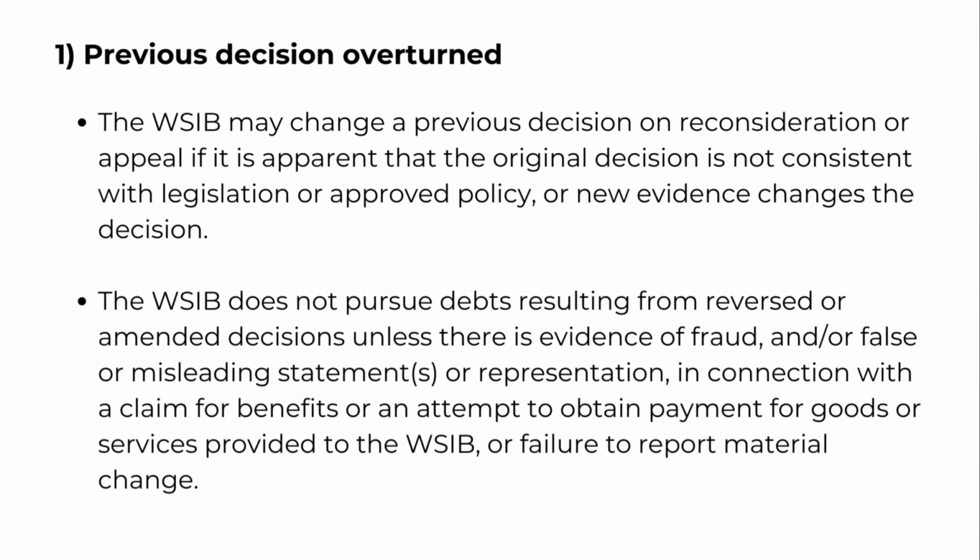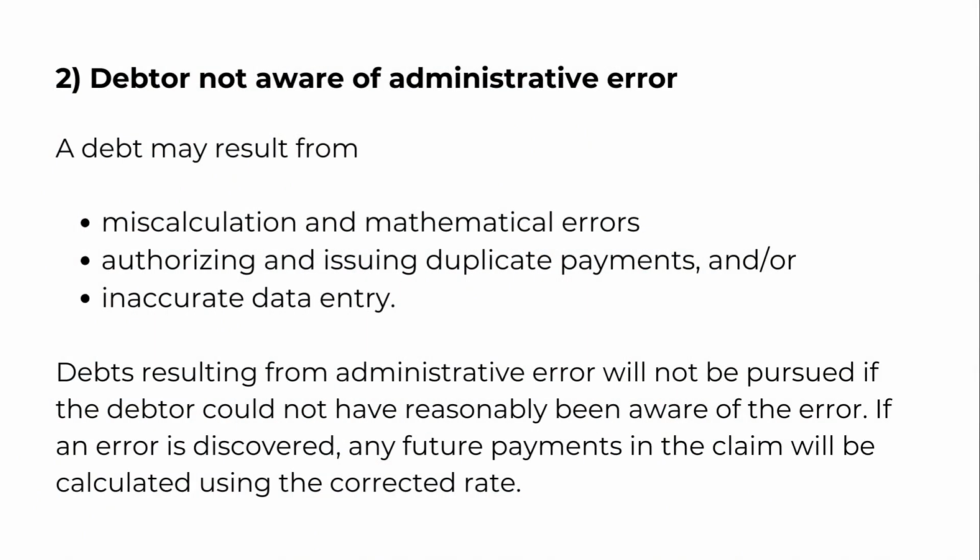The WSIB may change a previous decision on reconsideration or appeal if it is apparent that the original decision is not consistent with legislation or approved policy or new evidence changes the decision. The WSIB does not pursue debts resulting from reversed or amended decisions unless there's evidence of fraud and/or false or misleading statements or representation in connection with the claim for benefits or an attempt to obtain payment for goods or services provided to the WSIB or failure to report material change. Again, pretty straightforward. The number 2 of these 4 situations is debtor not aware of an administrative error.